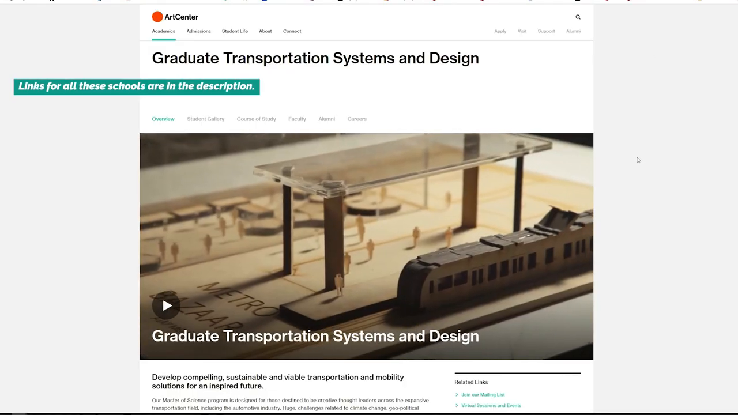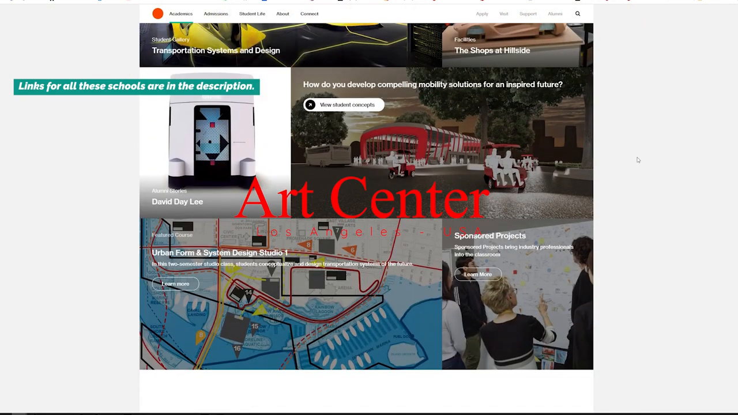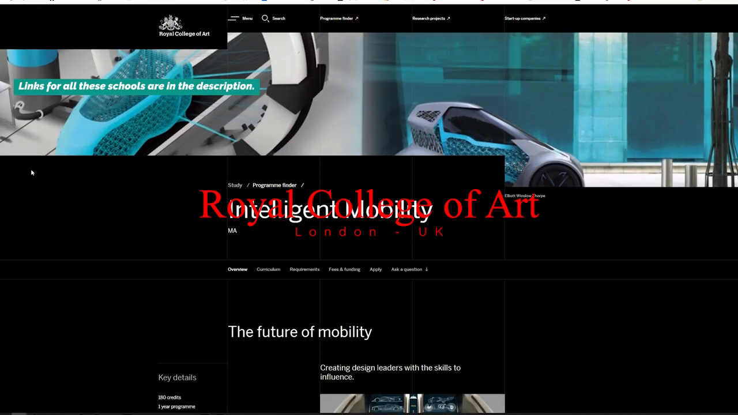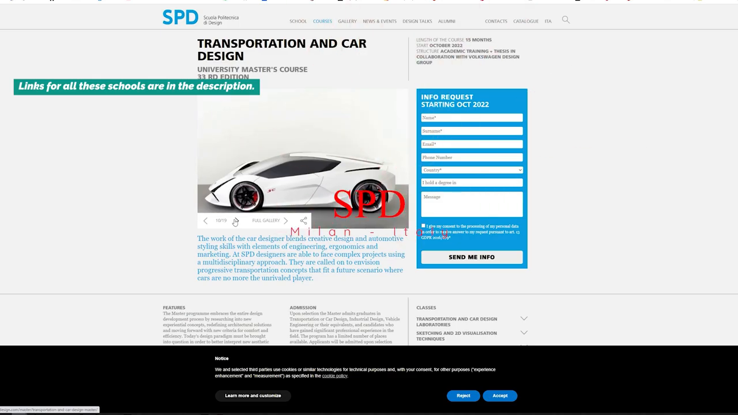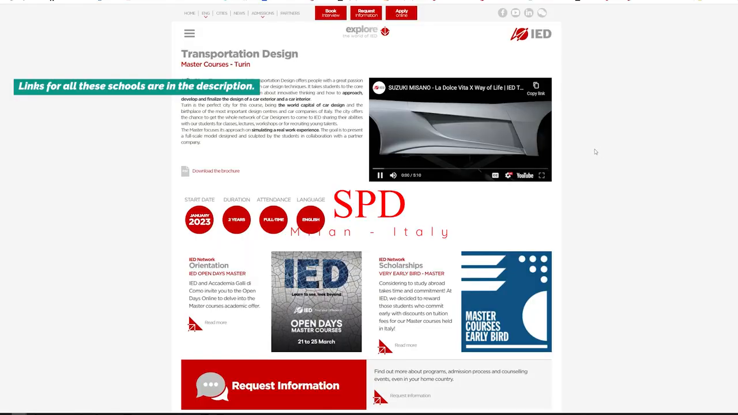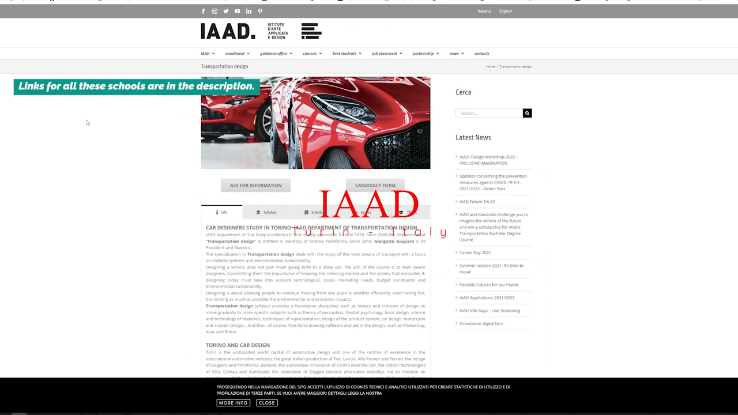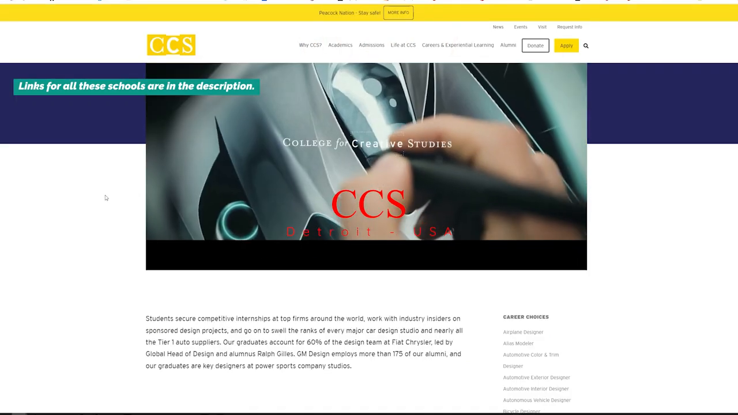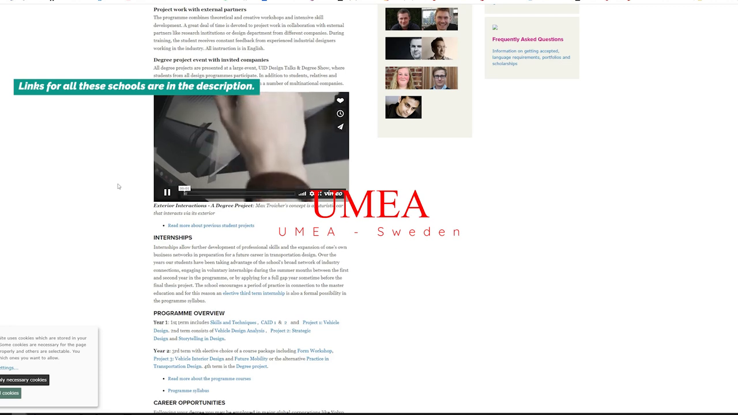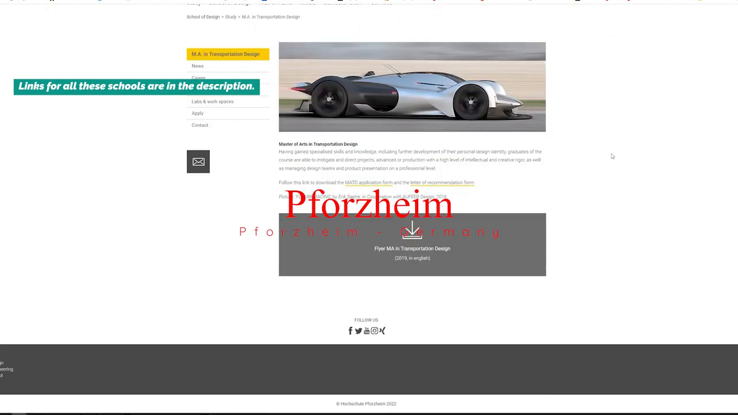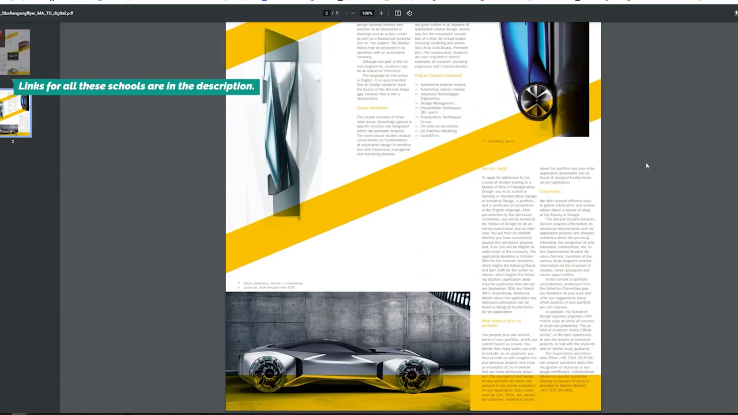If you do a quick research about car design schools, you would find some of the most popular ones. For example, Art Center College of Design in Pasadena, Royal College of Art in London, Coventry in England, SPD, IED, IAAD in Italy, CCS, ISD Rubika, UMEA, and Pforzheim. And there are many more options if you go deeper in your research. But the question is how to pick the best one.